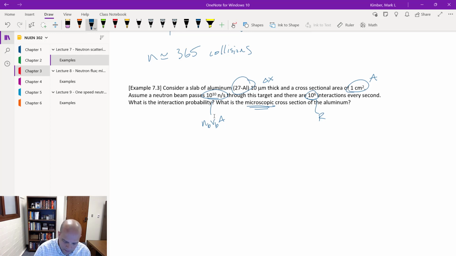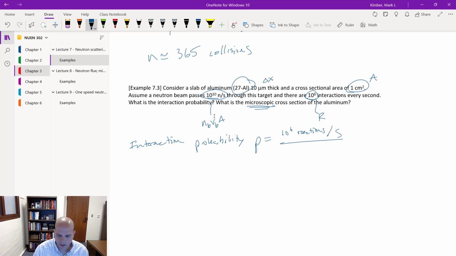And so that interaction probability is just going to be equal to that 10 to the 6th reactions per second divided by this 10 to the 10th neutrons per second. And so this then equals 10 to the minus 4. And so the percent likelihood that any neutron is going to experience some interaction with these numbers is 0.01%, basically 10 to the minus 4.